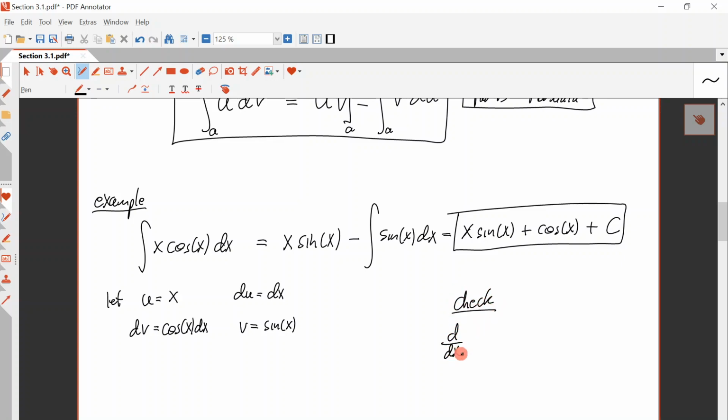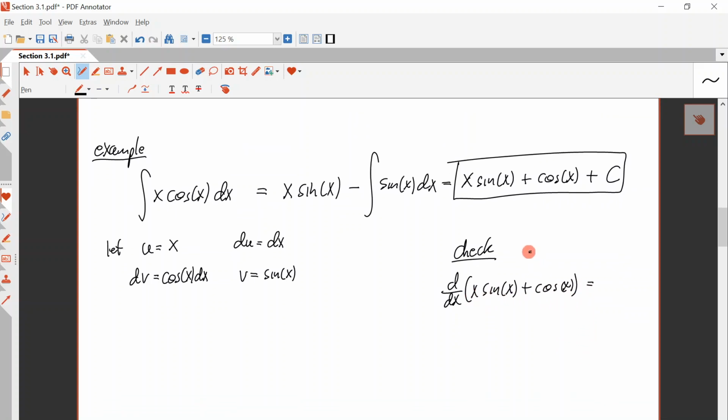All right, the derivative with respect to x of x sine x plus cosine x is equal to the derivative of x sine x, and you've got to use the product rule. So it's the derivative of x, which is 1, times sine x, plus x times the derivative of sine, which is cosine x, plus the derivative of cosine, which is minus sine. And these cancel, and you get x cosine x, which is what we wanted, because that's the original function back that we're trying to find the antiderivative of.